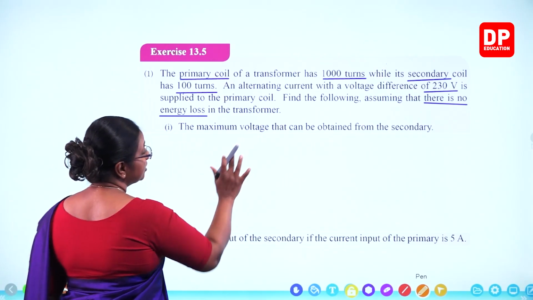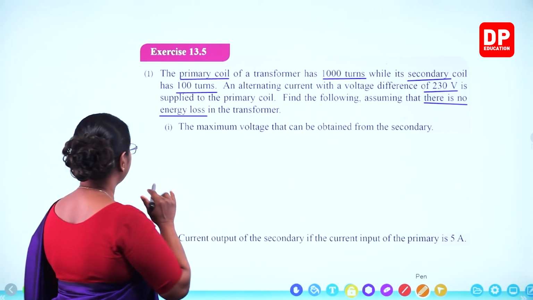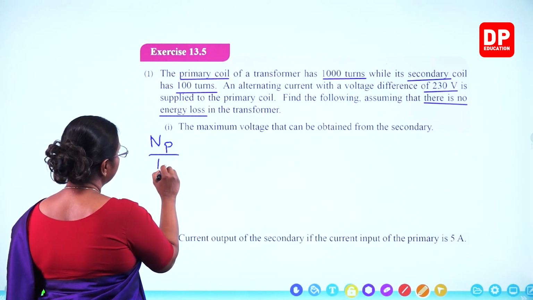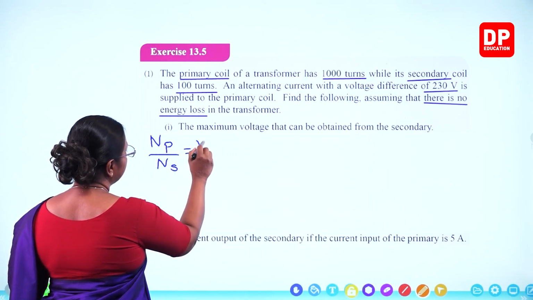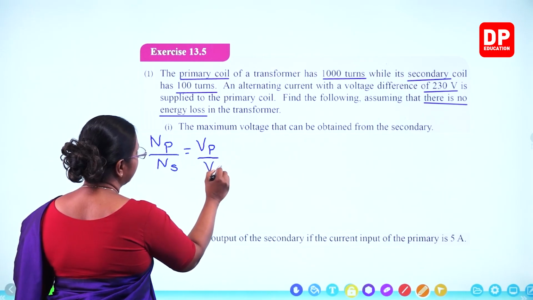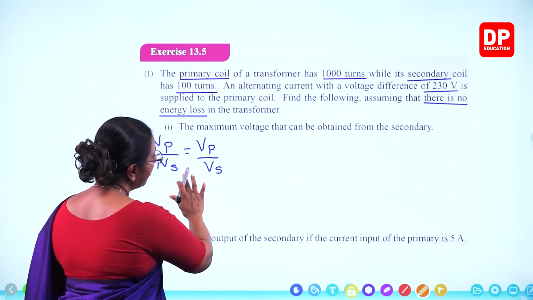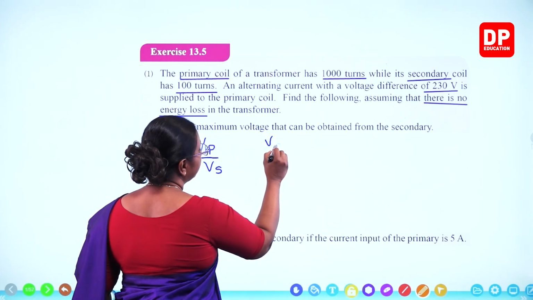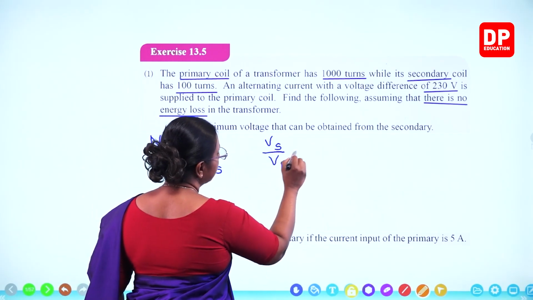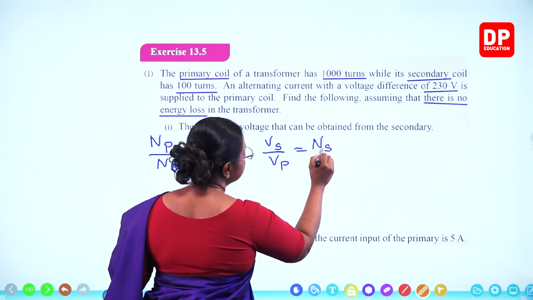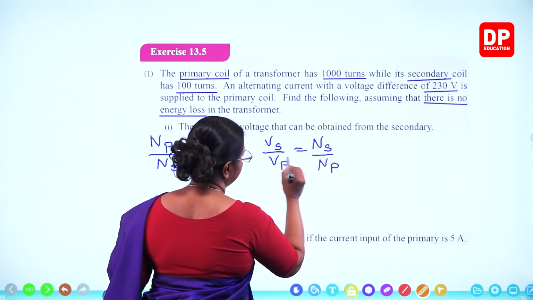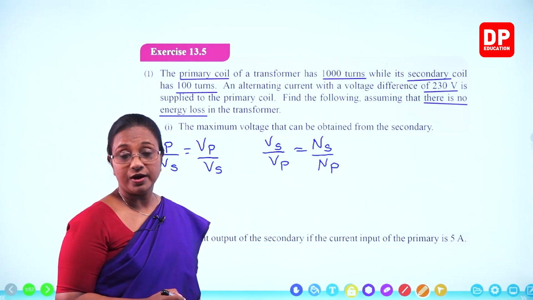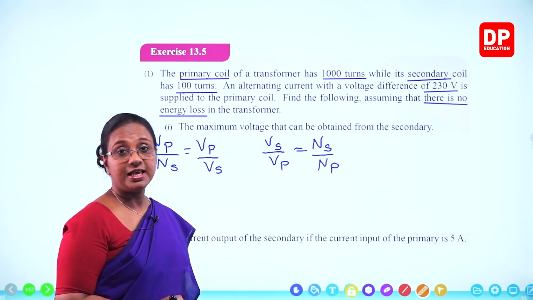Now just to recall what we discussed, I'll write both. Initially, we wrote the equation as N primary over N secondary equals V primary over V secondary. Now from this, if you rearrange, you get the equation V secondary over V primary equal to N secondary over N primary. Since we need to find the voltage of the secondary coil, I'm going to use this equation.